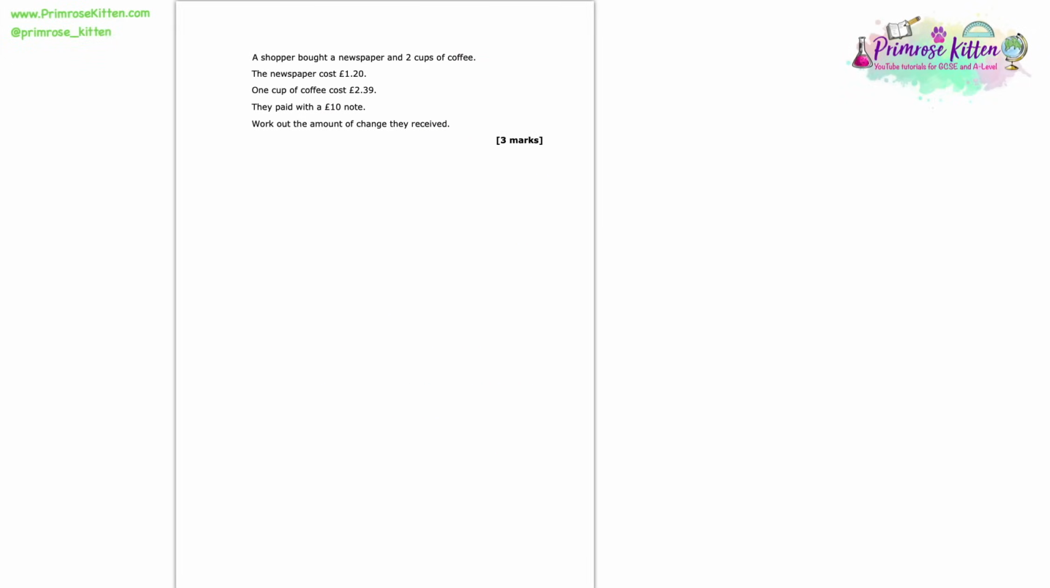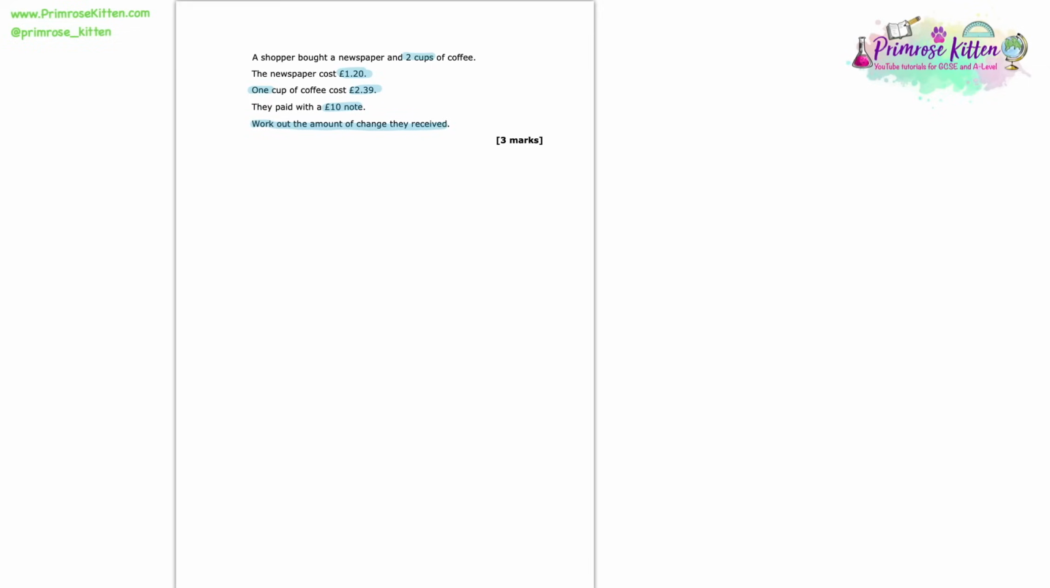Here we're told that a shopper bought a newspaper and 2 cups of coffee. We're told that the newspaper cost £1.20 and 1 cup of coffee cost £2.39. But of course we've bought 2 cups of coffee. We're told that the shopper paid with a £10 note, and we're asked to work out the amount of change that they received.